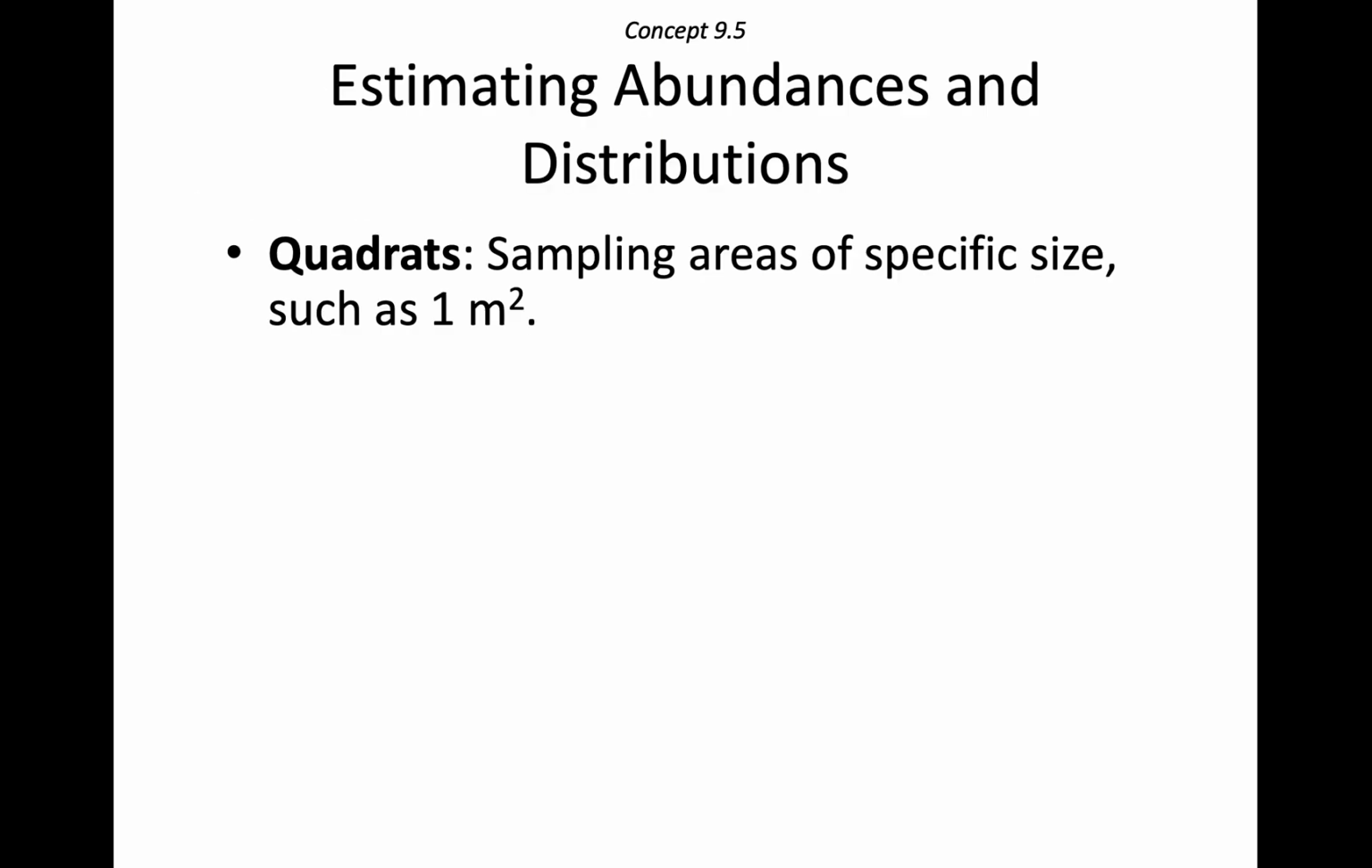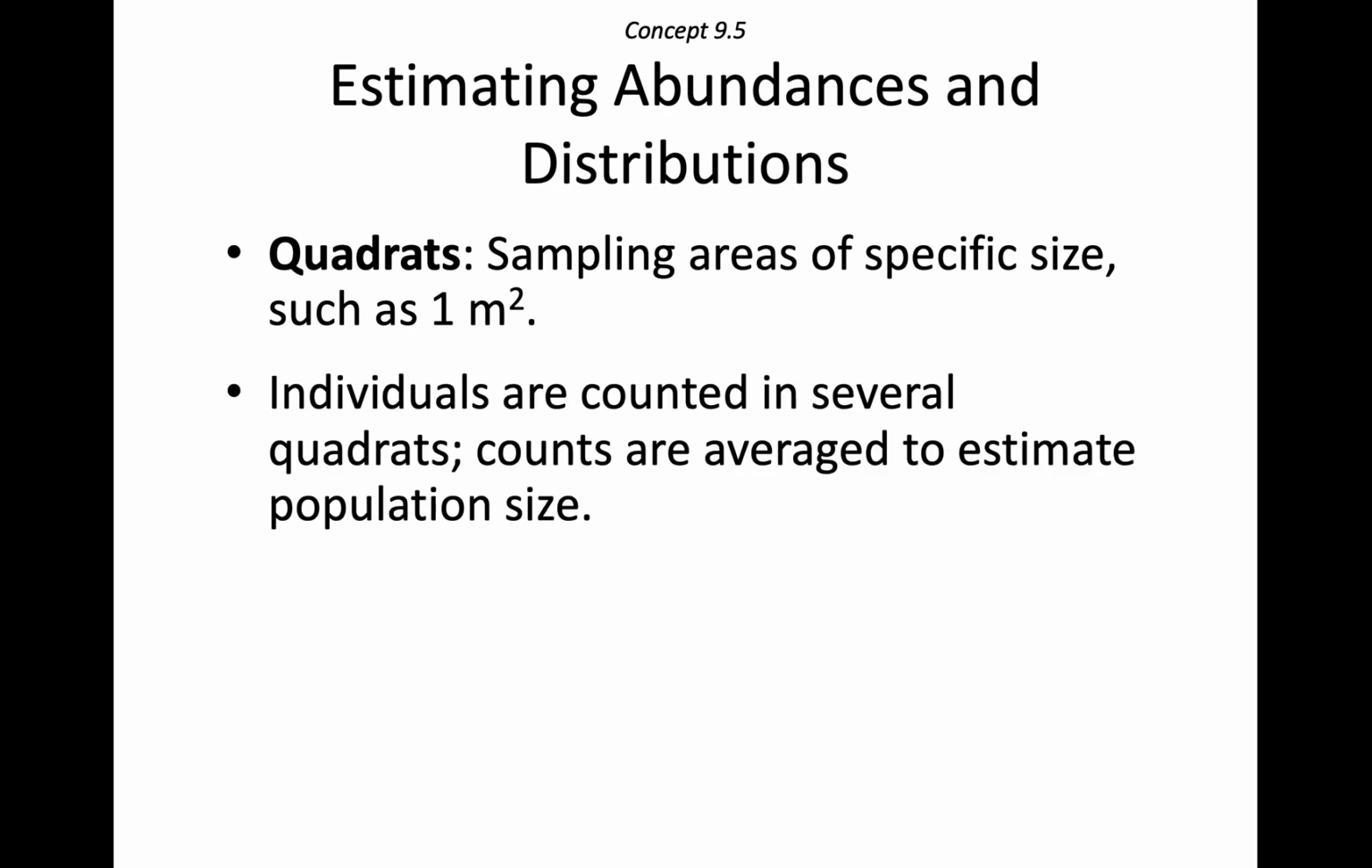So I used this term, a quadrat, and a quadrat is basically just a sampling area of a delineated size. Usually they're 1 meter squared, but obviously depending on what type of organism you're studying, they're going to be different sizes. It can be much smaller than that. So individuals are counted in several quadrats, and counts are averaged to estimate the population size.